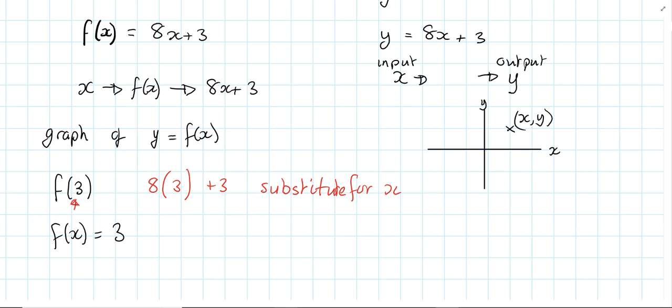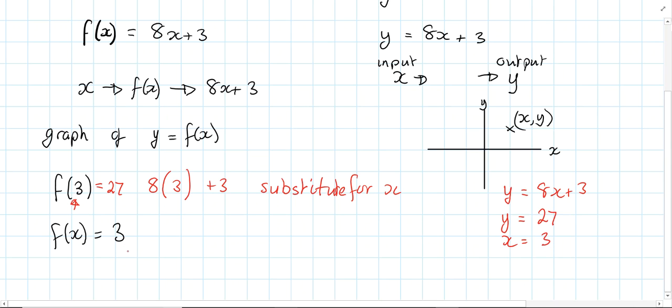What does f(3) actually equal? f(3) equals 27, because it's 8 times 3 plus 3. So I am substituting 3 into the function. So over here we'd be saying if y equals 8x plus 3, we would say y equals 27 when x equals 3. Okay?